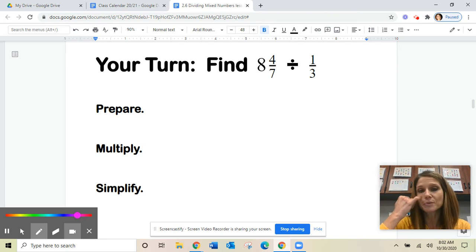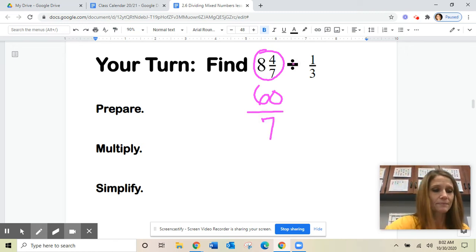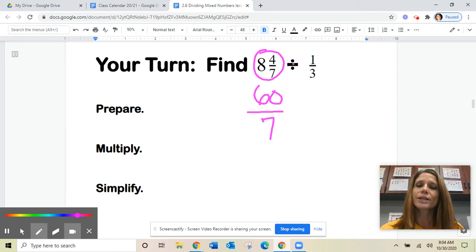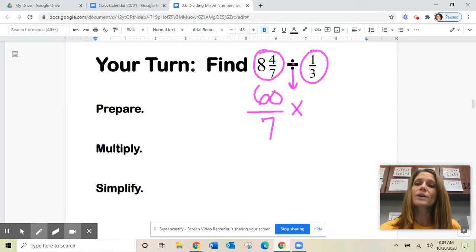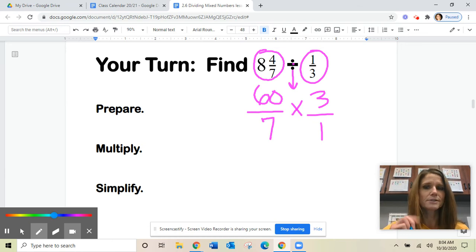The first thing we need to do is to prepare. So this is a mixed number. We're going to make it improper. 7 times 8 is 56, plus 4 more is 60/7. We're going to change this divide to multiply, keeping the first improper the same, and we'll flip over and use a reciprocal of this second value, making it a 3/1. Check to see, did you prepare this correctly? If not, note to self.